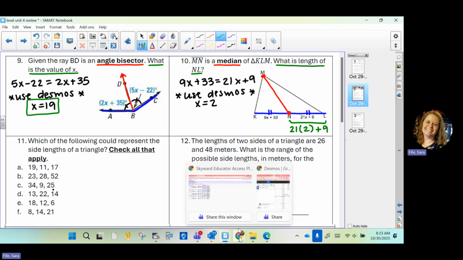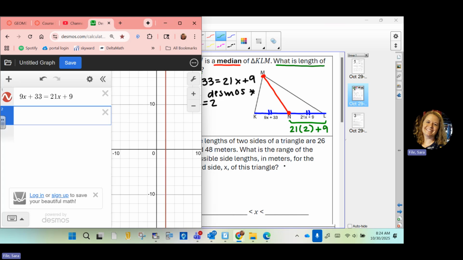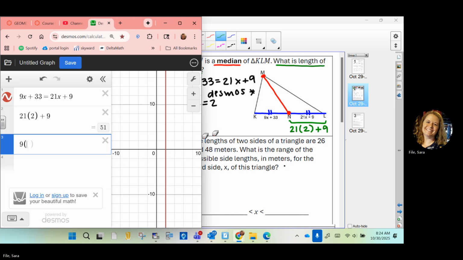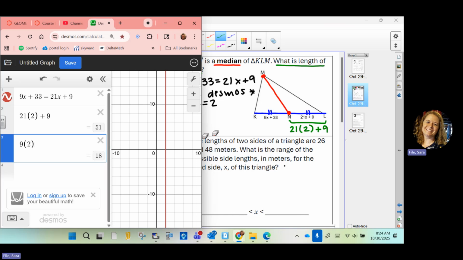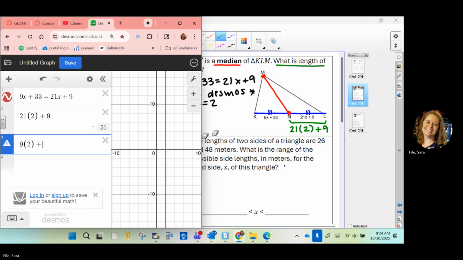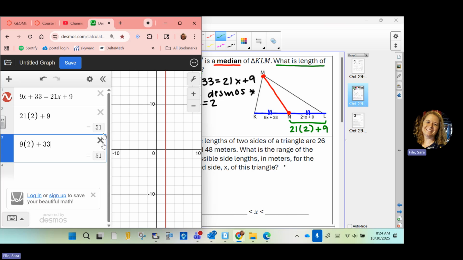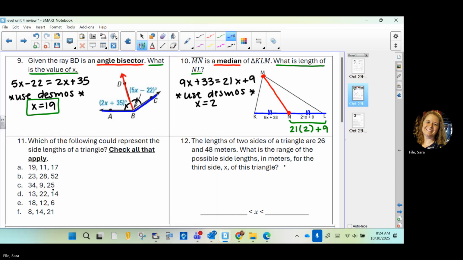And you can use Desmos. You don't have to do this in your head. So 21 times 2 plus 9. So that segment should be 51. Now I could confirm this by also plugging it into the other side. 9 times 2 plus 33. That's also 51. So 51 is each of these halves, which is what it was asking for. It was asking for just N to L. So 51 is your answer.